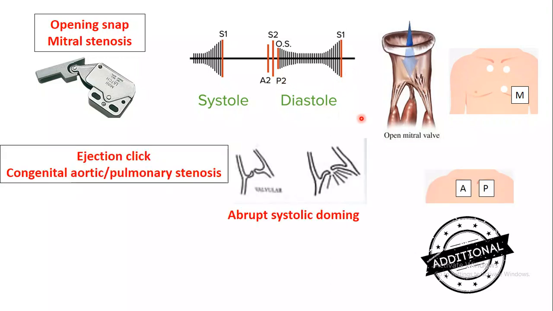The other abnormal sound is ejection click. Ejection click is heard over the pulmonary or aortic area in patients with congenital aortic or pulmonary stenosis, just before the murmur of stenosis. This is caused by pathognomonic doming of leaflets that occurs in congenital types of stenosis. The systolic doming of this leaflet, due to tension over it during systole, causes a click sound just before the ejection phase. This is called ejection click.